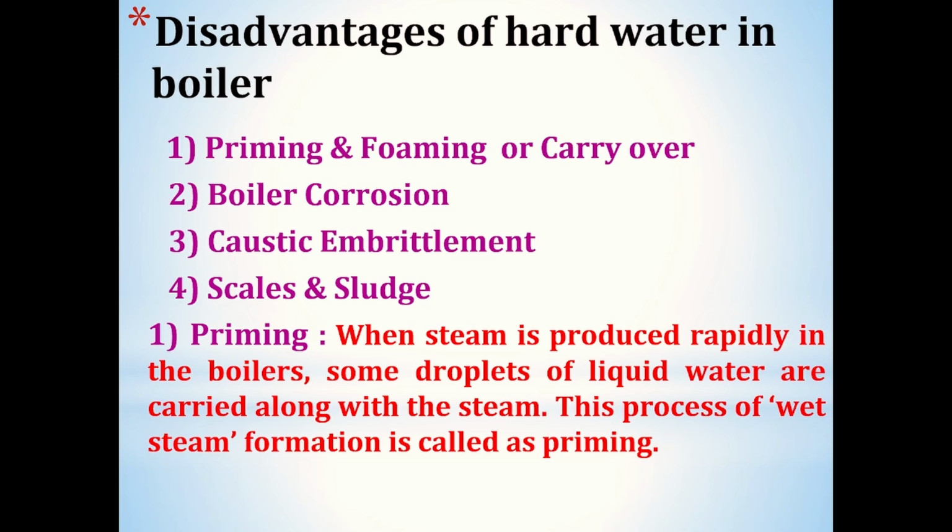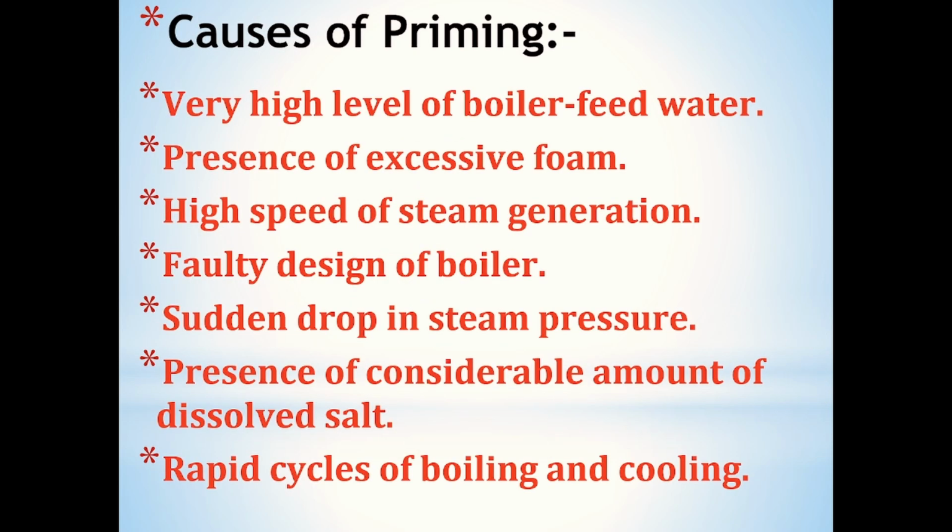Now what are the reasons for the priming? The causes for the priming are a very high level of boiler feed water. If the level of water fed in the boiler is not proper, if it is more than the optimized level of water, then it may cause the priming. Presence of excessive foam, that is foaming, high speed of steam generation, and faulty design of the boiler. If the design of the boiler is faulty, then it may cause the priming. Sudden drop in the steam pressure, presence of considerable amount of dissolved salts, and rapid cycles of cooling and boiling. If these things are happening, then it may cause priming in the boiler.